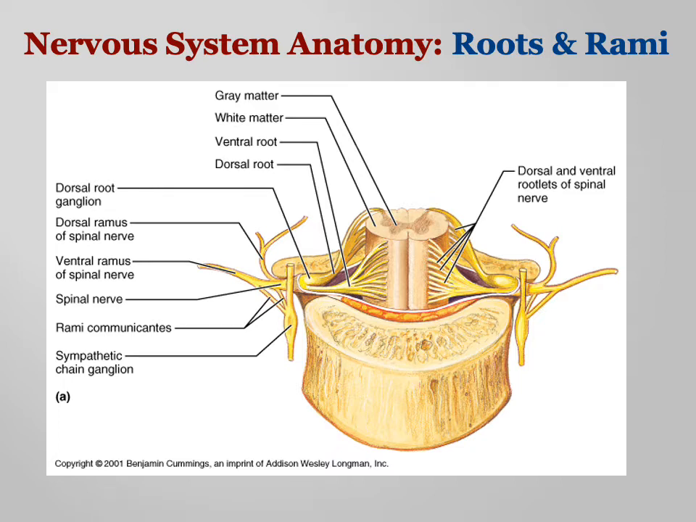Notice where it says sympathetic chain ganglion. There are a whole bunch of those that go up and down the spinal cord, and each one has rami communicantes coming out of it. And that's how communication can go up and down the spinal cord, through the rami communicantes. It goes up and down the sympathetic chain ganglion.